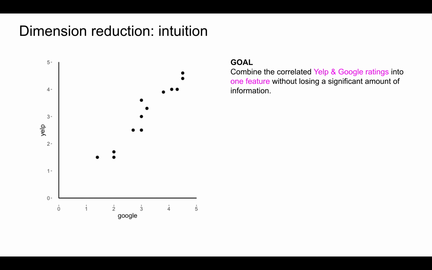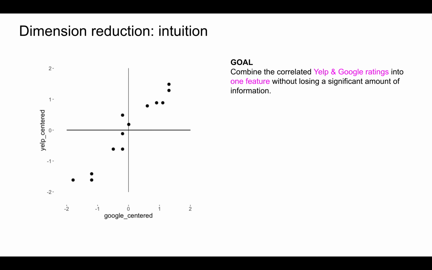Or, in this simple setting with just two features, we want to combine the correlated Yelp and Google ratings into one feature without losing a significant amount of information about the popularity of a restaurant. To simplify this process, we're going to work with centered data. That is, we subtract the mean from the Google ratings and the mean from the Yelp ratings, so that they now both have mean 0.